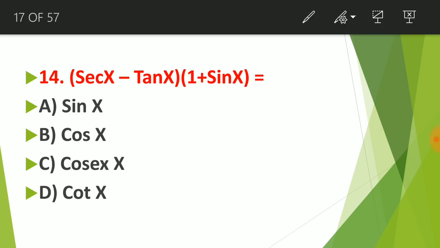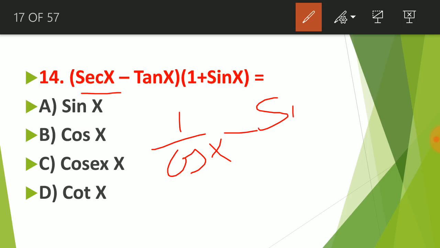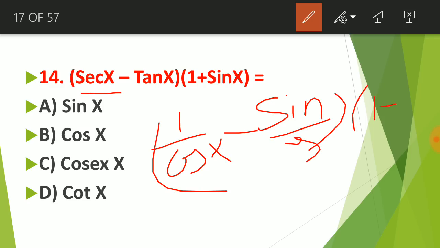Question number 14 is (sec x minus tan x) multiplied by (1 plus sin x). We know that sec x is equal to 1 by cos x and tan x is sin x by cos x, and the whole is multiplied by 1 plus sin x.